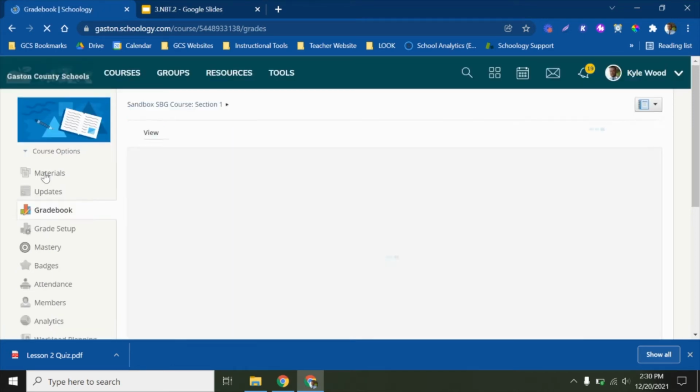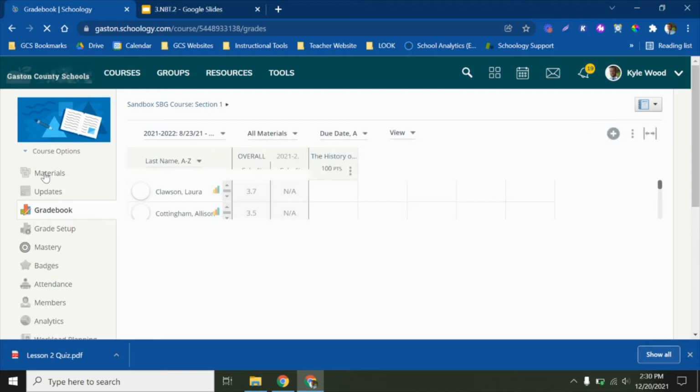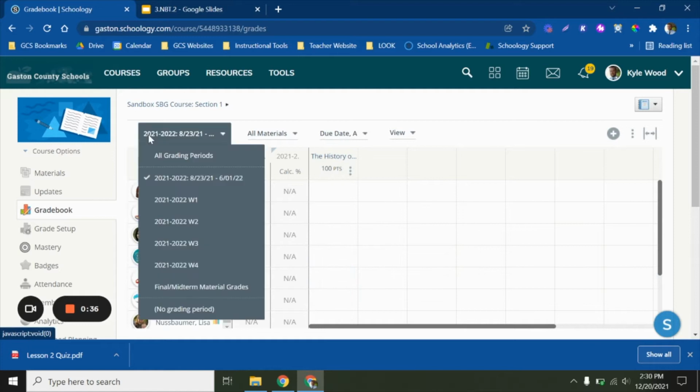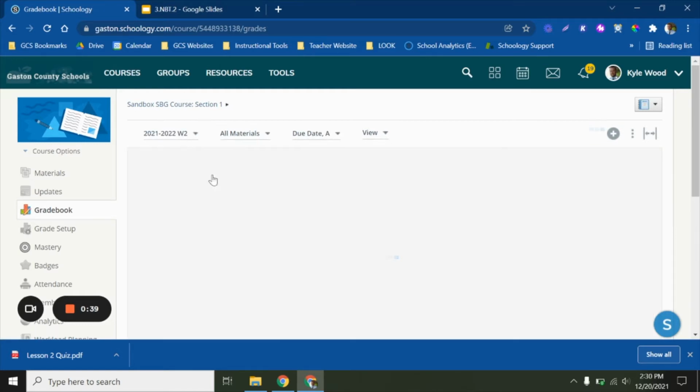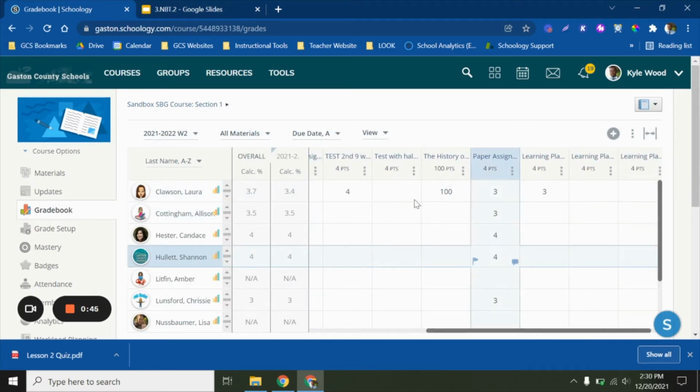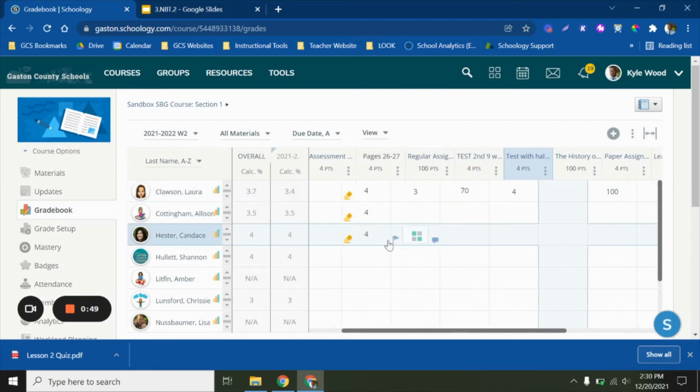Whether you've clicked on the assignment in your stream under materials and graded them or entered the grades here, they will find themselves in Mastery if you've attached a standard to them. So I'm going into my second 9 weeks and I'm showing you all these assignments that I've done in my sandbox course. Some have a 100-point scale, some have a 4-point scale. Most obviously have a 4-point scale.